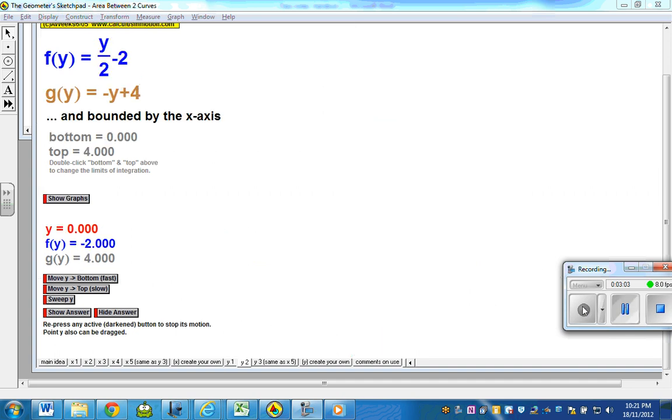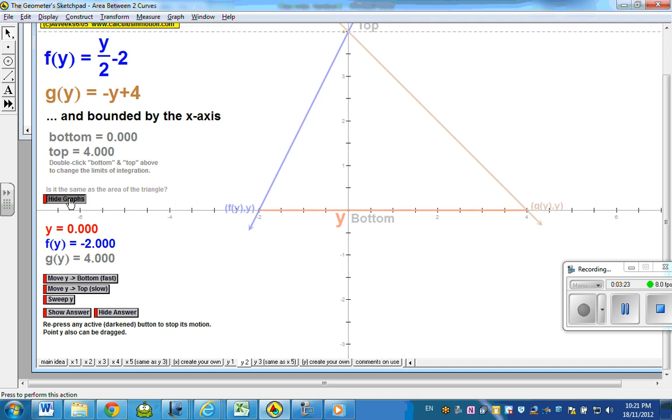In this example we have a straight line, and a second straight line, bounded by the x-axis. So we're looking for a region bounded by the x-axis and two lines. Let's show the graph. We have this big triangle, which we can easily solve without integration, but in this case we're going to integrate.